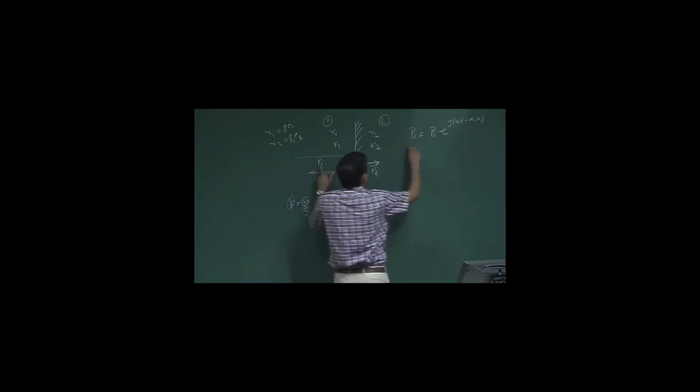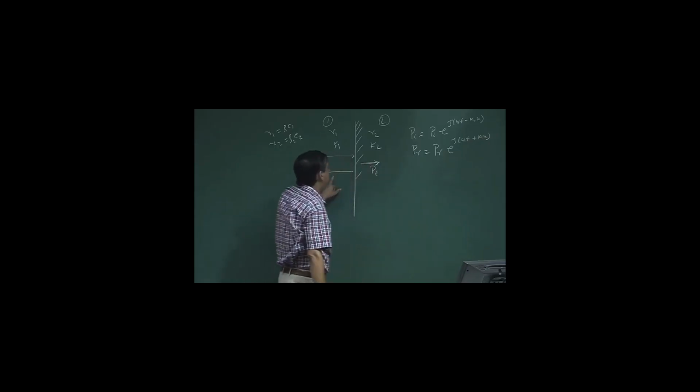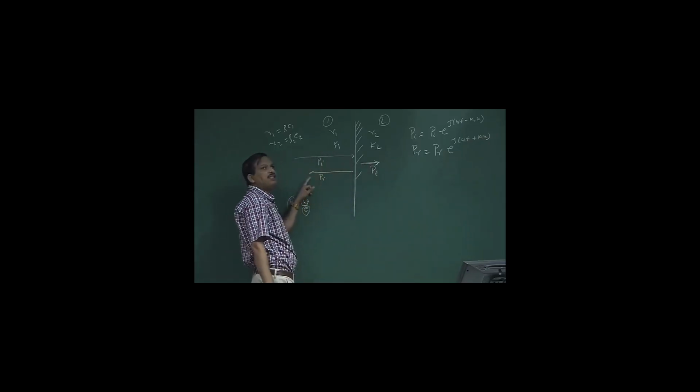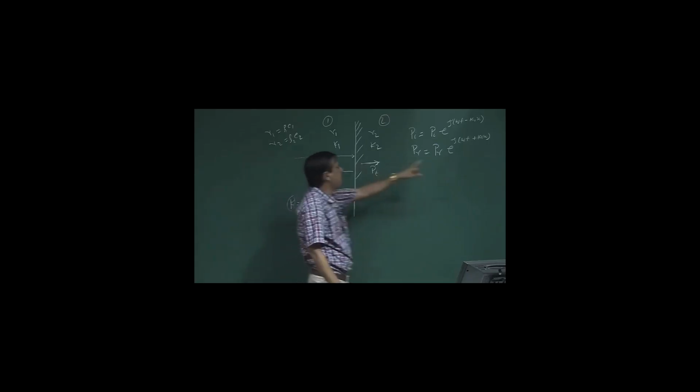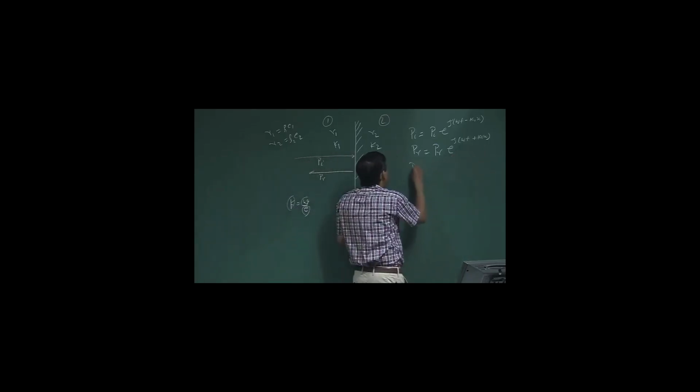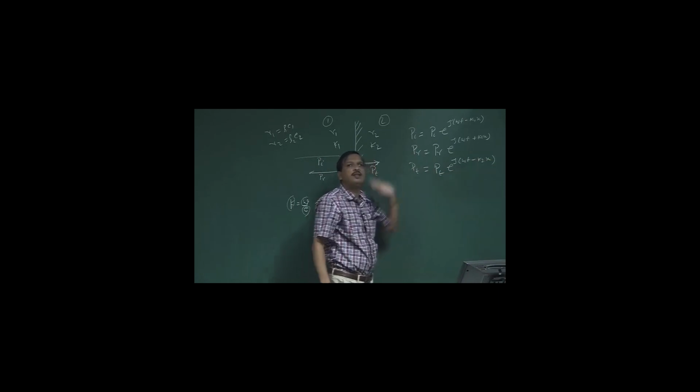So if I say that the wave number of this medium is k1 and the wave number of this medium is k2, then I can say Pi is nothing but Pi amplitude e to the power j(omega t minus k1x). Similarly, what is Pr? Pr is Pr amplitude e to the power j(omega t plus k1x). Why is it plus k1x? Because the direction of propagation of the reflected wave is reversed from the incident wave. Similarly, what is Pt? Pt is nothing but Pt amplitude e to the power j(omega t minus k2x), because the medium is different, that's why the wave number is different.